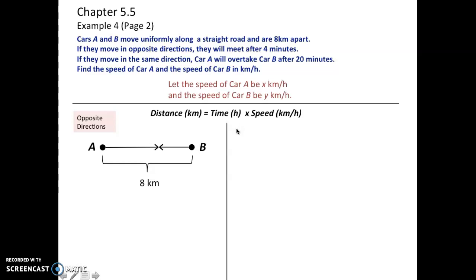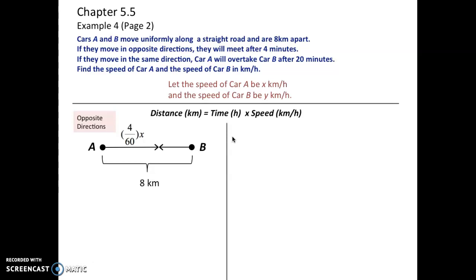So to find the distance that A has traveled, we will have to use 4 over 60. This is to convert minutes to hours. So that will be the time multiplied by speed. The speed of car A was given by x km per hour. Hence, we'll have 4 over 60 times x written in this form.